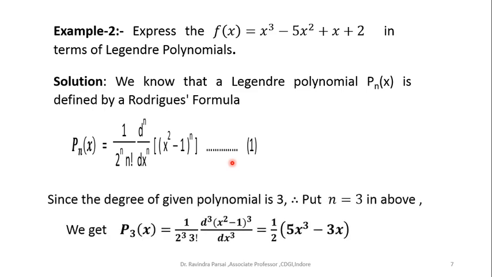Since the degree of the given polynomial is 3, first you obtain the Legendre polynomial of third degree by putting n equal to 3 in this equation. So 1 upon 2 cube factorial 3, and third time you have to differentiate (x square minus 1) whole cube, d cube by dx cube. When you differentiate the first time, you get some result, the second time some result, and when you differentiate the third time, this gives you 1 by 2 of (5x cube minus 3x), very simple differentiation.